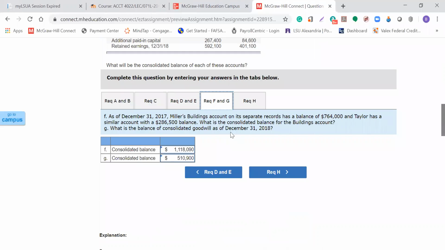F and G ask for consolidated balances as of December 31st, 2017, and consolidated goodwill as of December 31st, 2018.